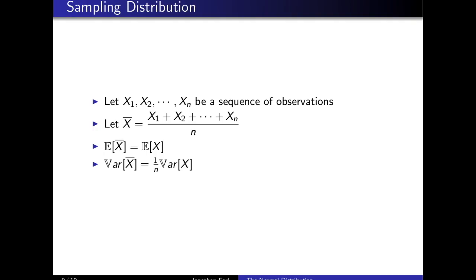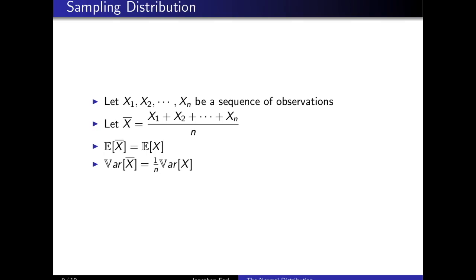So the expected value of x bar is going to be the expected value of the distribution that x1, x2, through xn are all coming from. For example, if we were looking at the average annual income of all the people of Ontario, and suppose we knew exactly what that value was, if we took a sample of 300 people from across the province, we would expect that the average value of that sample would be the exact average annual income of everybody across Ontario.